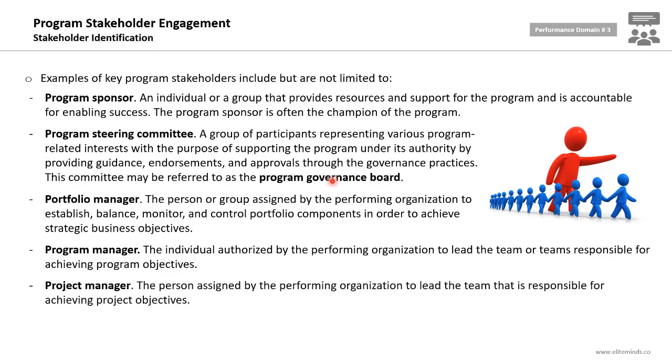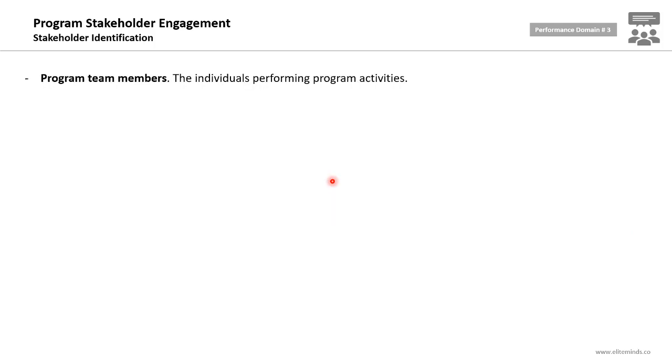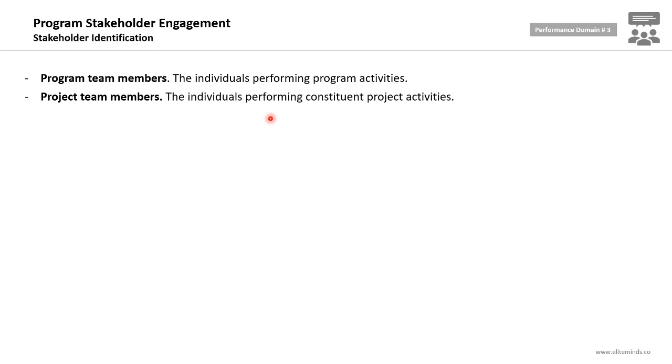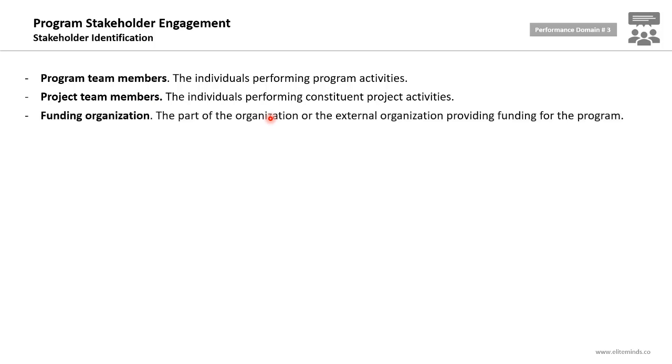Project manager, who can be defined as the person assigned by the performing organization to lead the team that is responsible for achieving the project objectives. Program team members, the individuals performing program activities. If there is a large number of program and project team members, we can record only the key ones in the stakeholder register. Project team members are individuals performing constituent project activities.